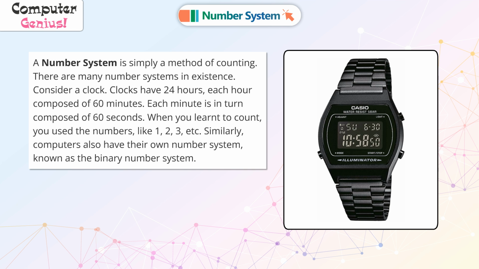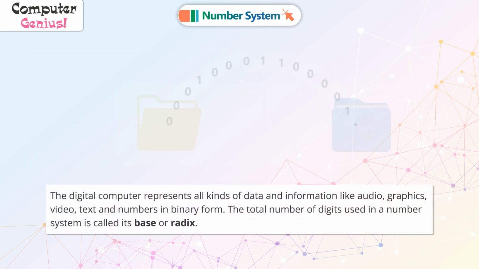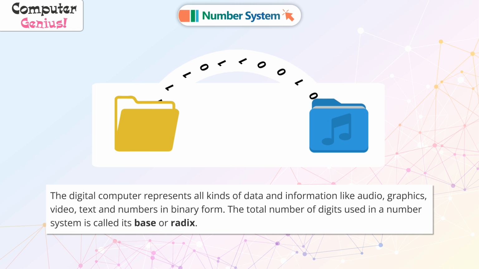When you learned to count, you used numbers like 1, 2, 3, etc. Similarly, computers also have their own number system, known as the binary number system. The digital computer represents all kinds of data and information like audio, graphics, video, text, and numbers in binary form.